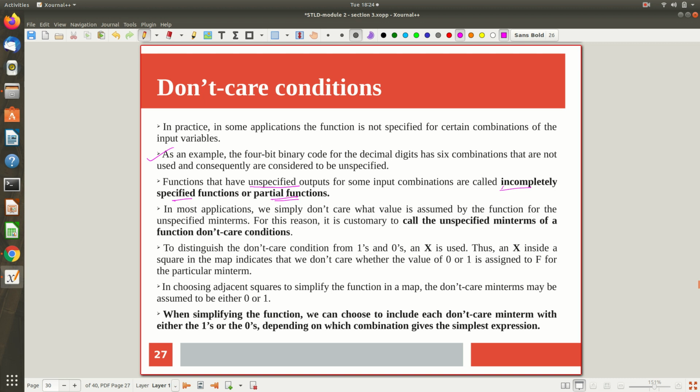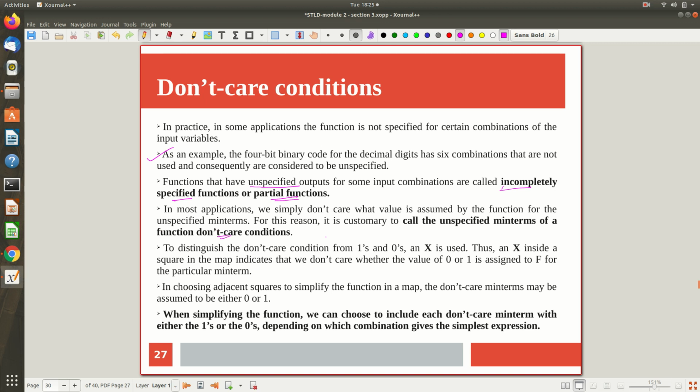By default, function means total function, where for all input combinations we expect some mapping. Every element of the domain should have a mapping. That is the general definition of a function. So in general we call such a pure function a total function. This is a variation of total function called a partial function, where for some elements in the domain we are not expecting any mapping. In most applications, we simply don't care what value is assumed by the function for such unspecified minterms. For this reason, we call such unspecified minterms of a function don't care conditions. So we call it in general a don't care condition. Fine.